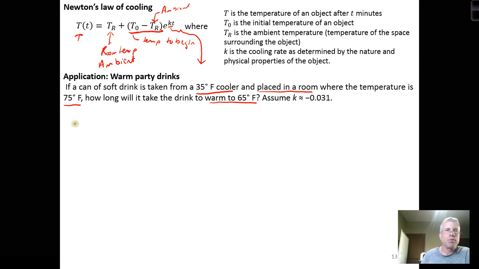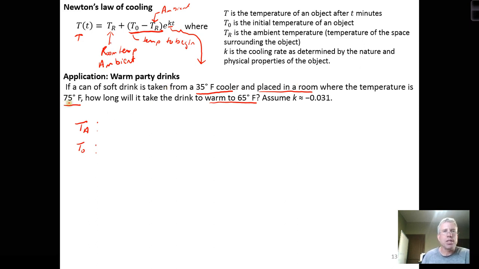So we need to establish what the ambient temperature, T sub R, is. What is the ambient temperature? And what is the initial temperature of the object that's heating or cooling? Sometimes students will get those two things mixed up. The ambient temperature has to be the temperature of the medium that is warming or cooling the object. And in this case, we put the soft drink into a room.